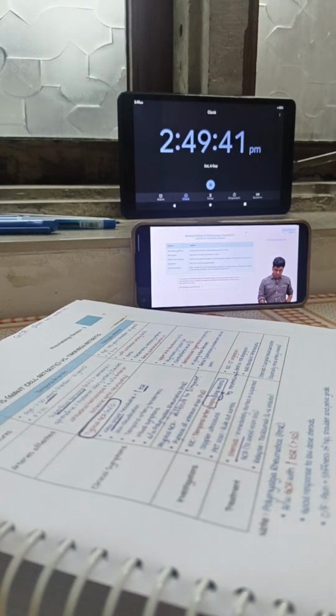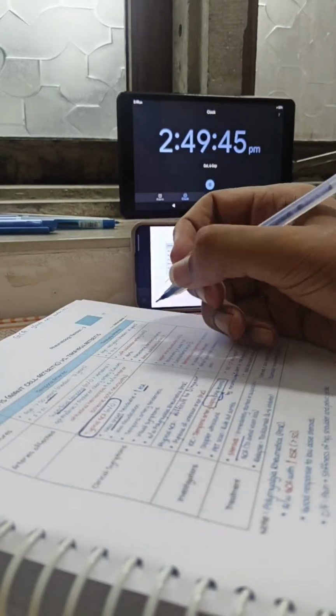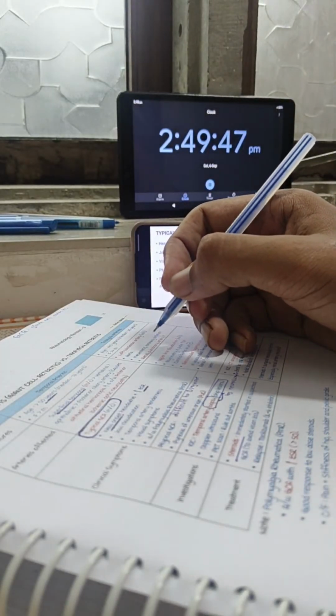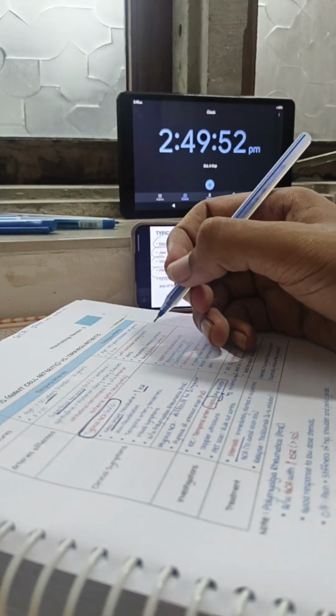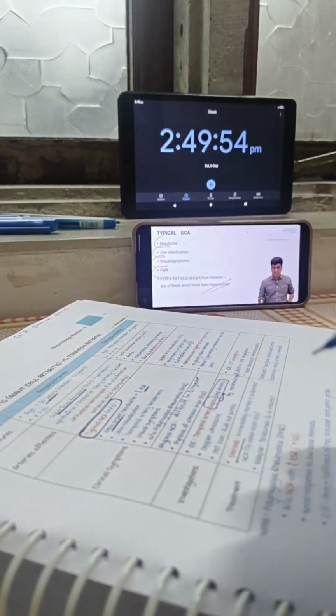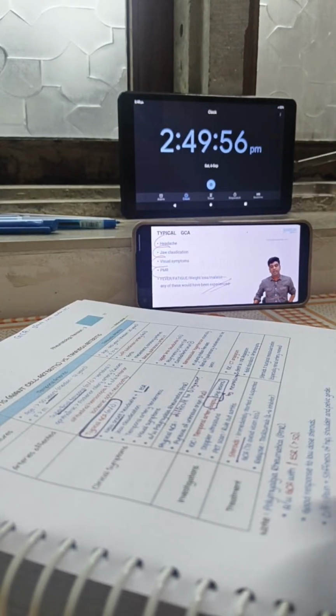Age at onset more than 50. New headache, temporal artery abnormality, elevated ESR, abnormal artery biopsy. Now, whenever you study GCA, typical GCA has headache, jaw claudication, visual symptoms, PMR. Okay, fever, fatigue, weight loss, malaise, any one of these would have been experienced, but all that comes under atypical GCA. And as far as atypical GCA is concerned, PO is the one.